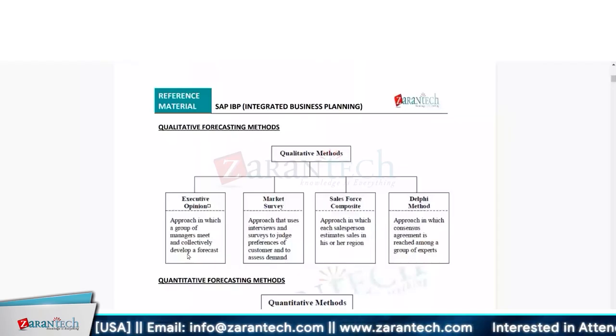The next one is Salesforce composite. This is followed in most organizations, because every single customer is assigned to a single salesperson. For example, there is one salesperson who is handling 10 different customers.